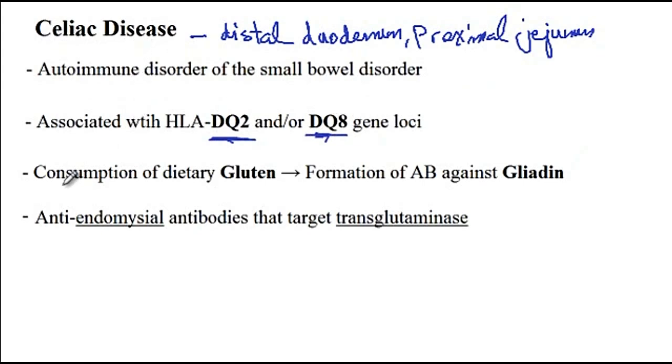Now, as for the pathophysiology of this disorder, it's caused by the consumption of dietary gluten, which contains gliadin, which is a component of the wheat storage protein, and therefore there would be formation of autoantibodies against the gliadin. In addition, there is formation of anti-endomysial antibodies that will target the transglutaminase. So anytime on the exam you see antibodies that are formed against either gliadin, endomysium, or transglutaminase, you should start thinking of celiac disease.